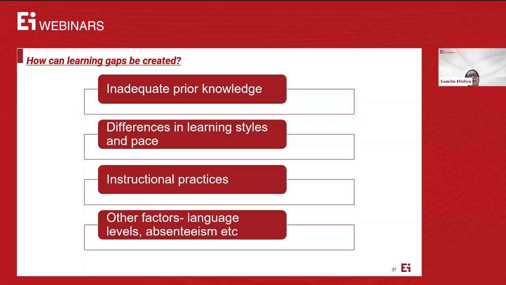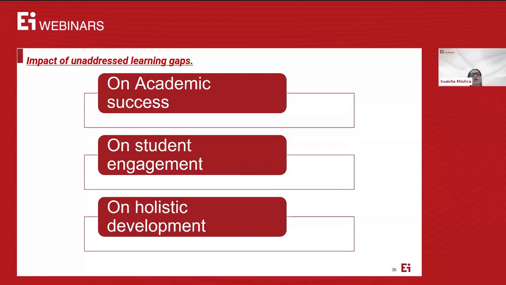And then there are other factors like language levels and absenteeism, which could often lead to learning gaps being created in the classroom. What is the impact of these unaddressed learning gaps? Well, it's very obvious. If students go from one grade to another without acquiring the skills and concept knowledge that they require for that particular grade, of course, it will affect their academic success. It will reflect poorly in their grades.